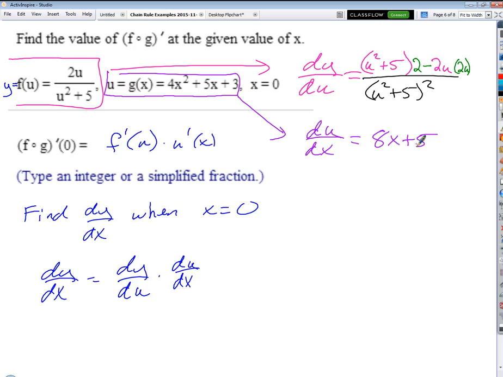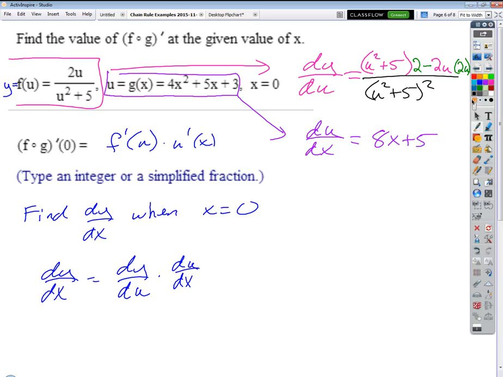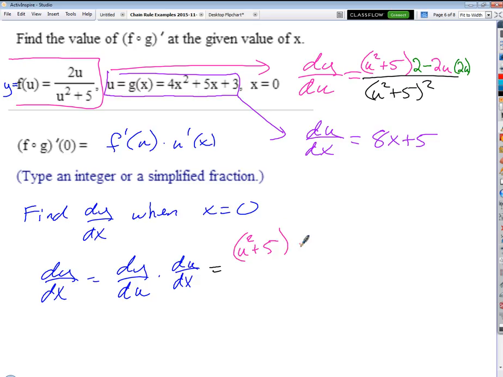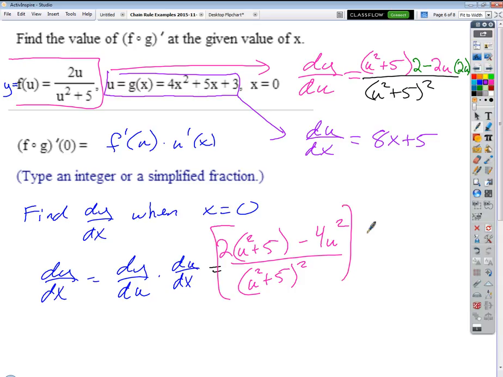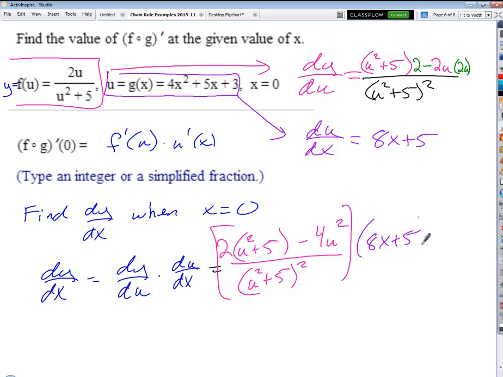Let's talk about our strategy here. So we end up with dy/dx equals u squared plus 5 times 2, minus, what's that, just 4u squared, over u squared plus 5, squared, times 8x plus 5. Okay, so they're not asking us here for the simplified derivative, are they?